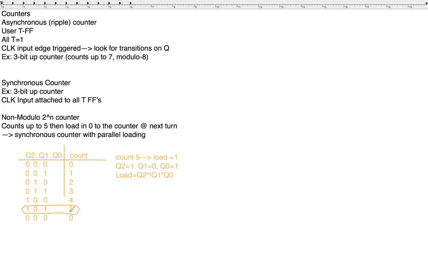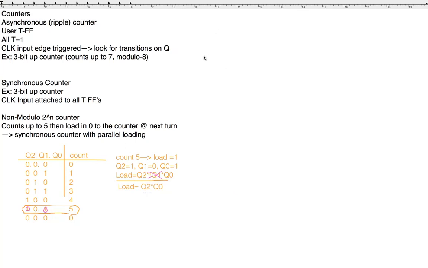At that 5, when you hit that number, then you're going to reset to 0. So that's why for a load, we set it equal to 5. So once it hits that, then it's going to reset it. And we notice we can simplify that because that's the only time Q2 is 1 and the only time Q0 is 1. So we can take out this Q1 term to make it simpler. And so our load is equal to Q2 times Q0.